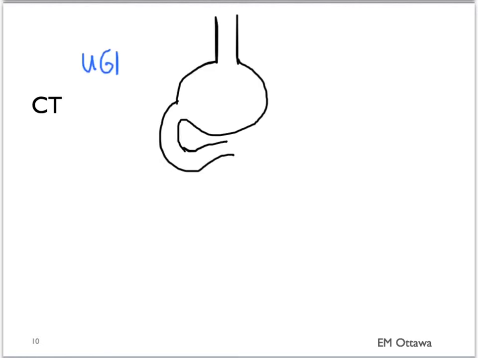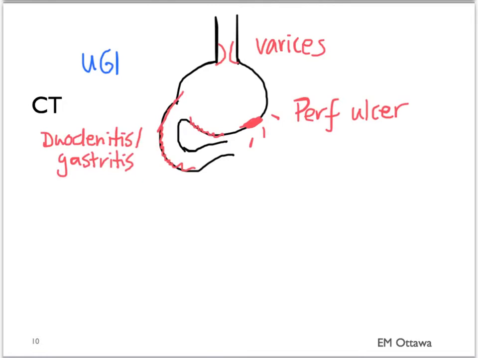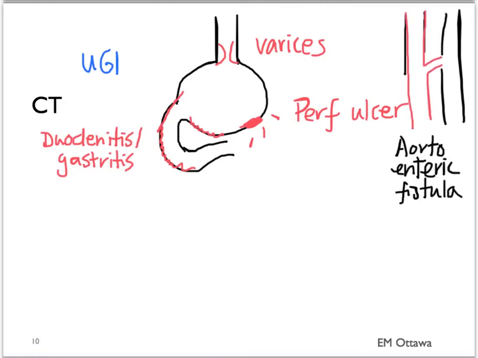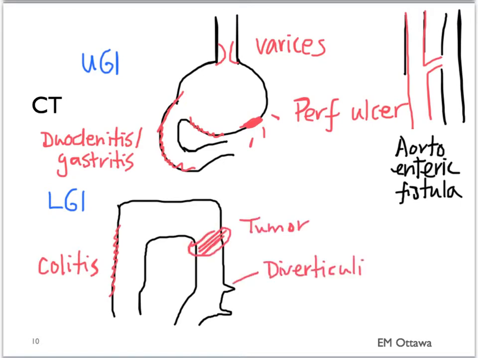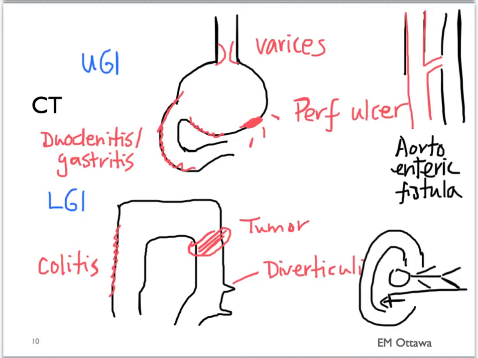CT is quite helpful in diagnosing a few different conditions that can lead to upper and lower GI bleeds. For upper GI bleeds, it can diagnose esophageal varices, perforated ulcers, and sometimes duodenitis and gastritis. It can certainly diagnose aortoenteric fistula. What about for lower GI bleeds? CT can diagnose colitis, tumor, diverticuli. Again, as we talked about before, CT is unable to tell you whether anything is actively bleeding or not. Remember that for the patient to be able to push through the CT scanner, they need to be hemodynamically stable.